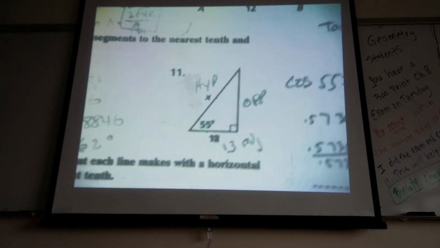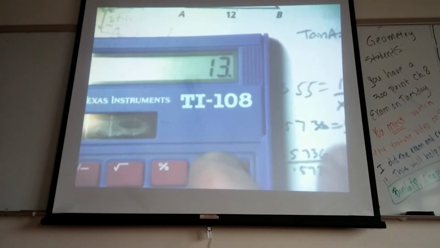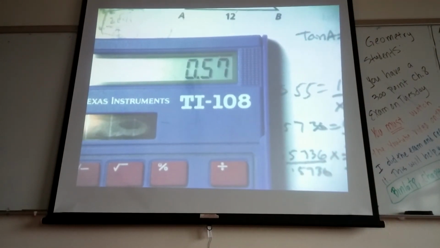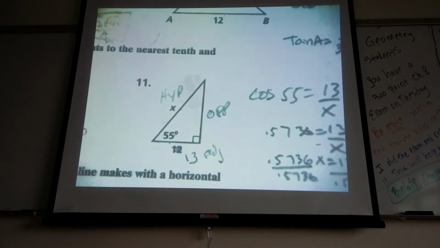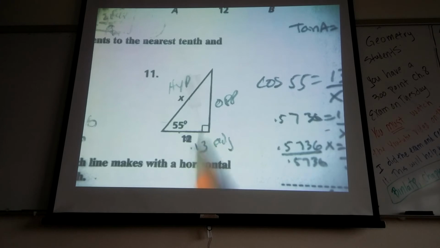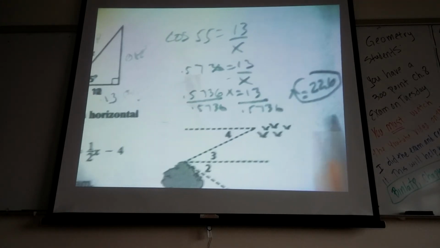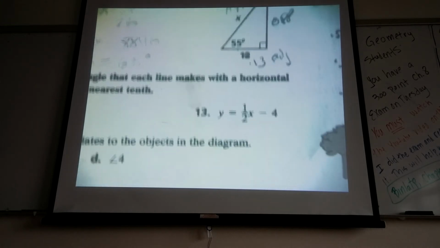Divide both sides by 0.5736, and x is going to equal, if I go 13 divided by 0.5736, I get 22.6. And check your answer. This is 13. This is the big side. 22.6 is reasonable. All right. Now I'm going to go with number 12.